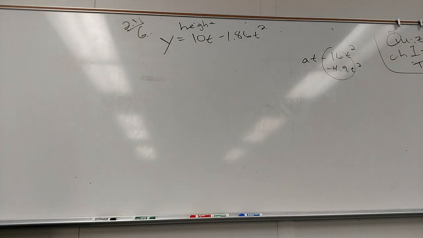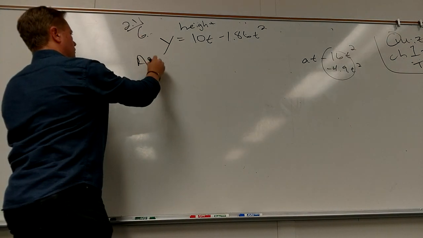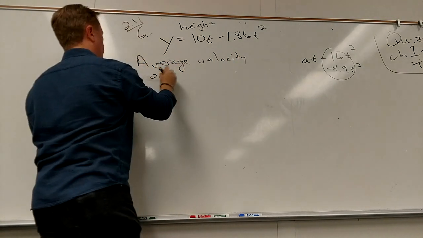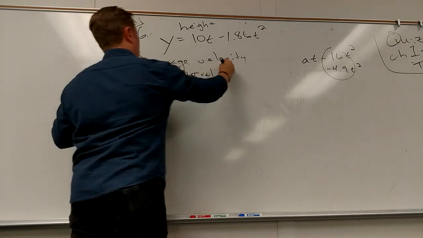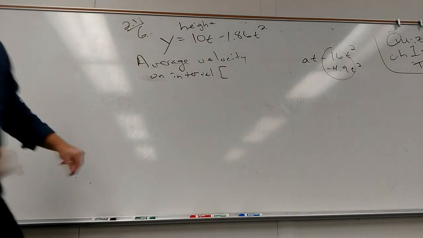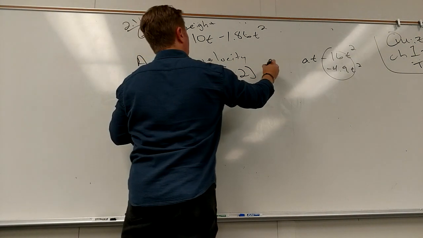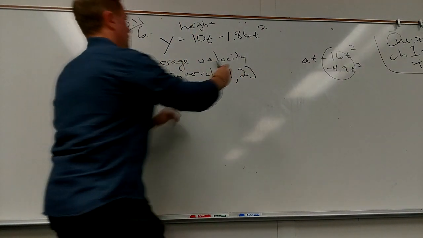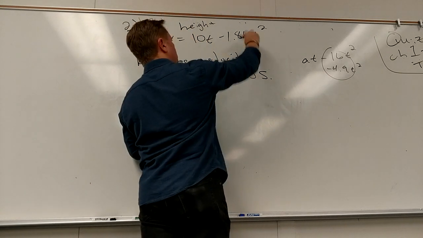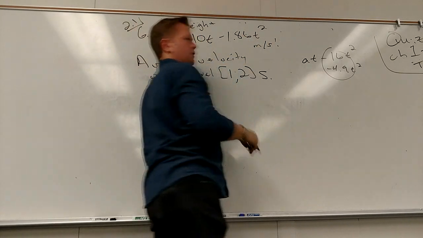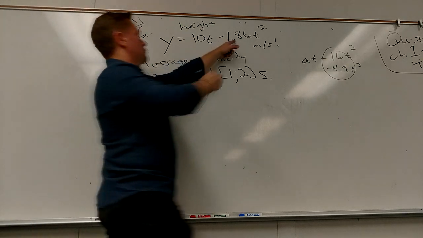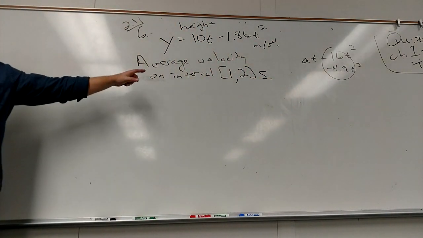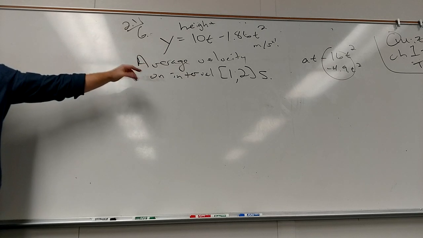They ask you this. Find the average velocity on the interval 1 to 2. This is seconds, right? Yes, seconds. This is meters, so this is meters per second. This will actually be meters per second squared for acceleration due to gravity, but you don't have to know all that. This is a different way to get the same problem we just did.